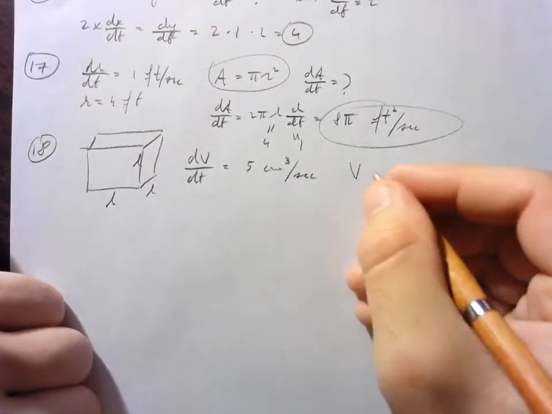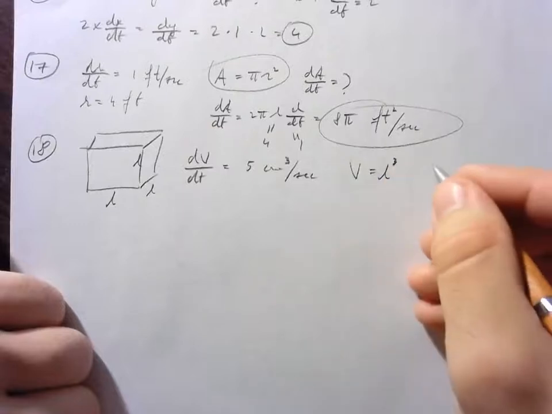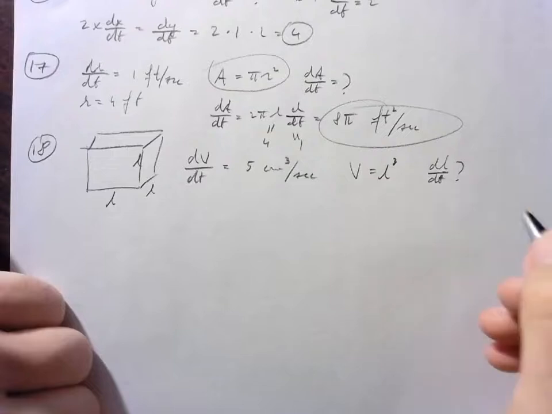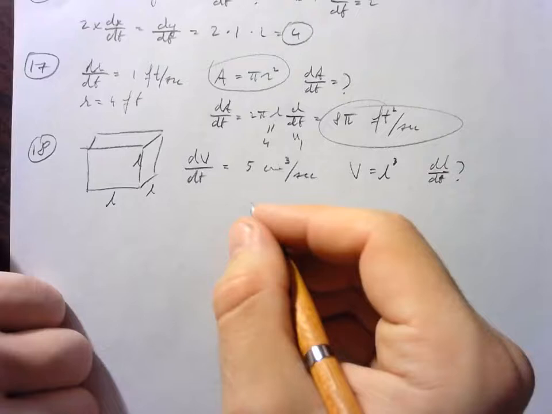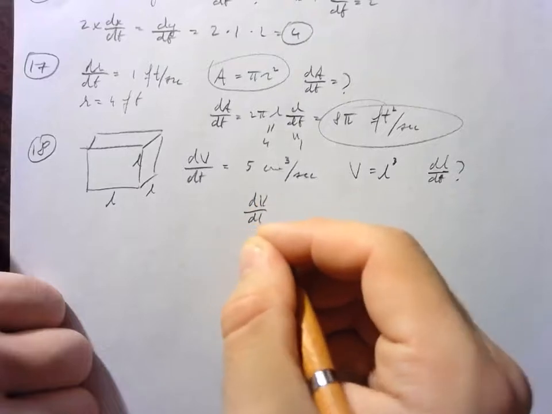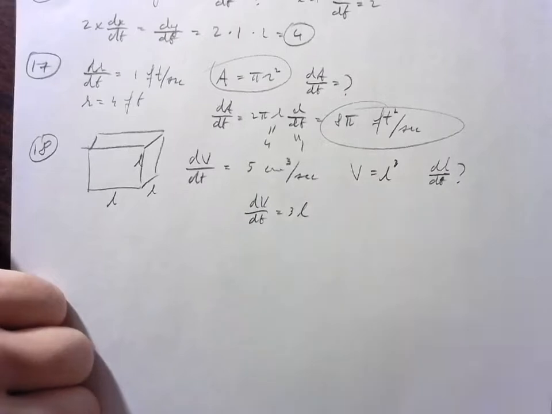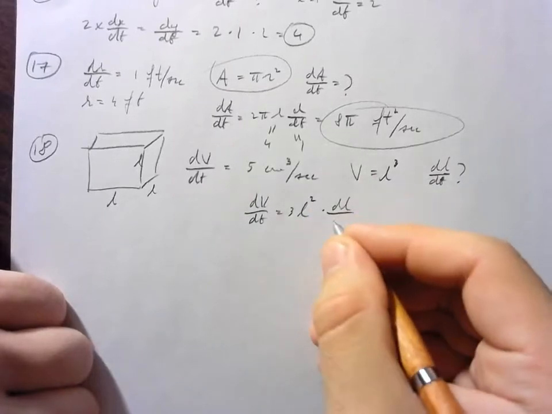But I know that the volume is L cubed, and basically I want to find dL/dt for the first part of the problem at least. Well, let's take the derivative with respect to time. So dV/dt should be equal to 3L squared times dL/dt.